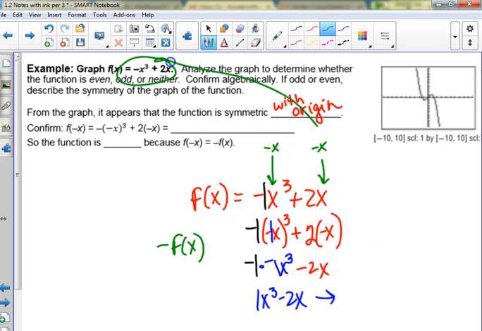Okay, here's what we started with. The opposite of that should be a positive x cubed minus 2x, which is what we got here. Okay.